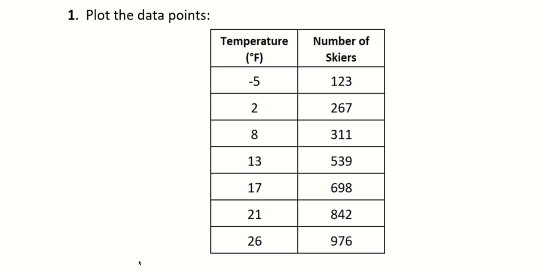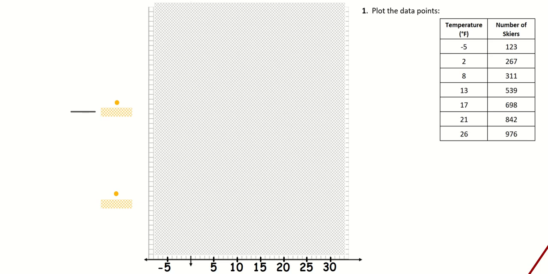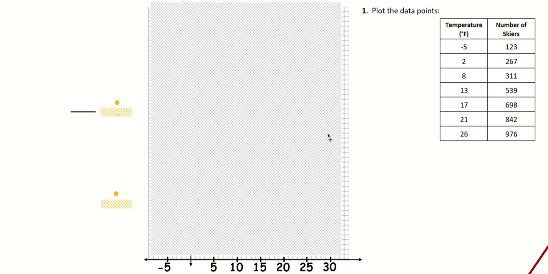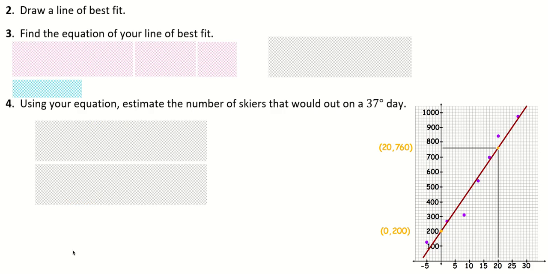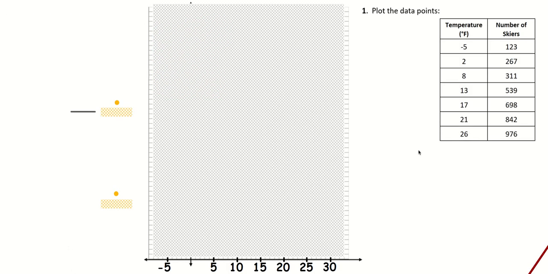All right, the other example in this handout, once again, plot the data points. So starting with like -5, 123. So, if you want to pause the video and try to plot these points yourself, I'll give you a chance to pause and plot. And then I think the next part's going to be draw a line of best fit, but you might want to hold off on that. But for right now, make sure you pause if you want to and plot the points.